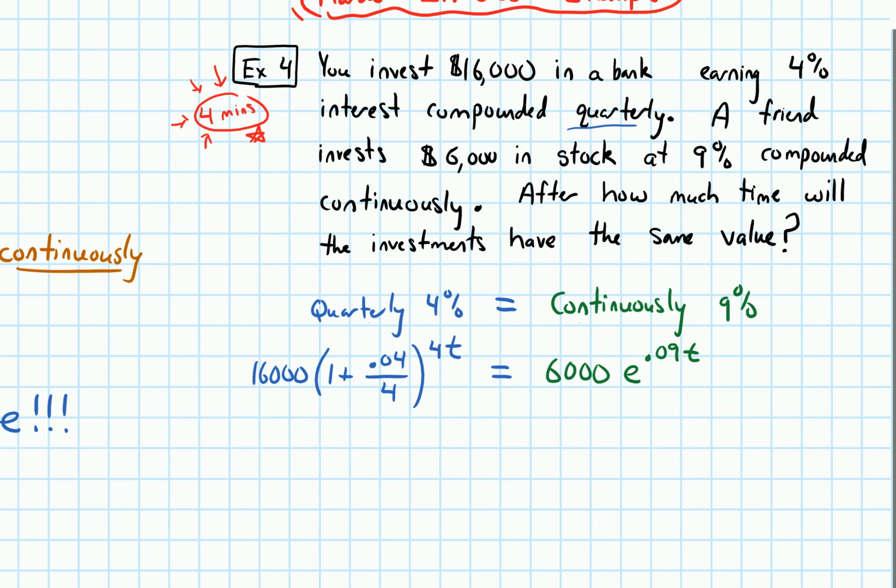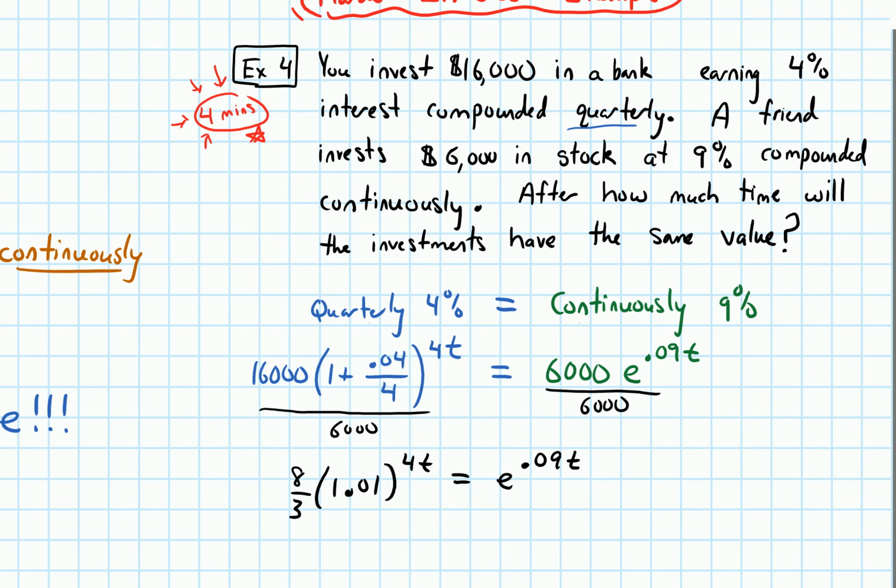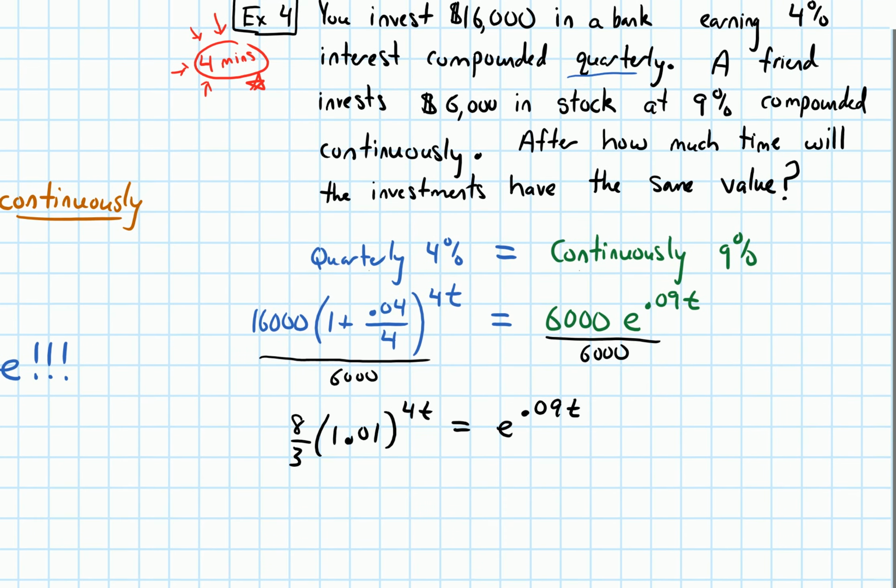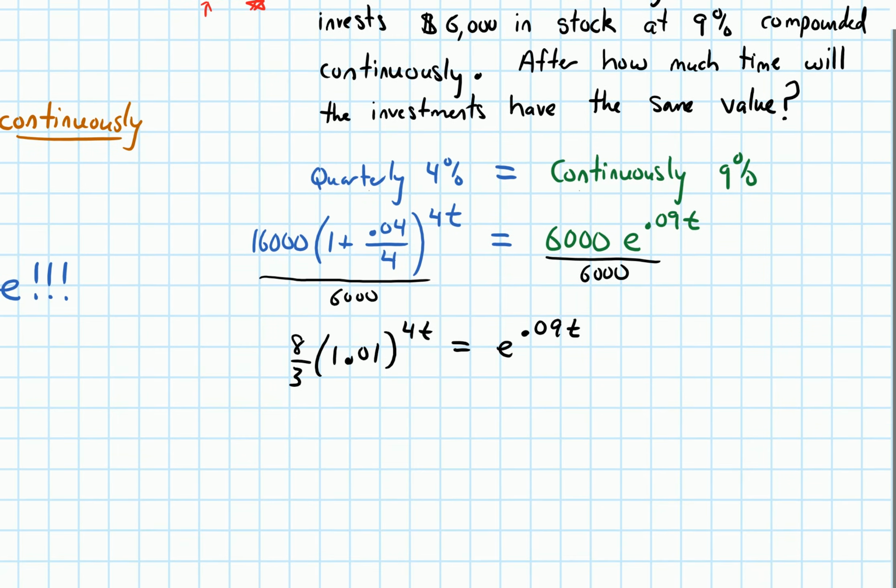So to simplify this, I could maybe divide both sides by the 6,000 and cancel out that number on the right-hand side. And 16,000 over 6,000 is going to give us 16 over 6, which becomes 8/3. So we get 8/3, and then we're going to get 1.01 to the 4t on the left. On the right, we end up with e to the 0.09t. Okay, so we have this exponential equation. These bases, the e and the 1.01, are not common. So we probably can't tell the answer just by looking at this and guessing what t would be.